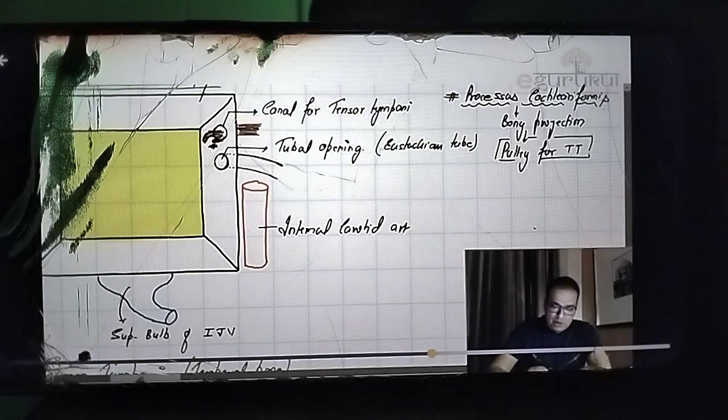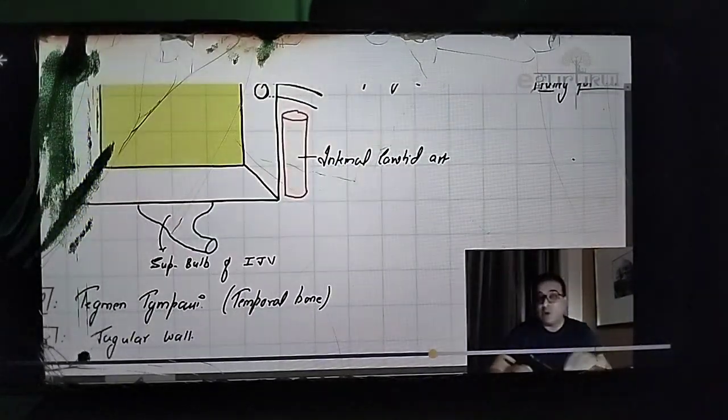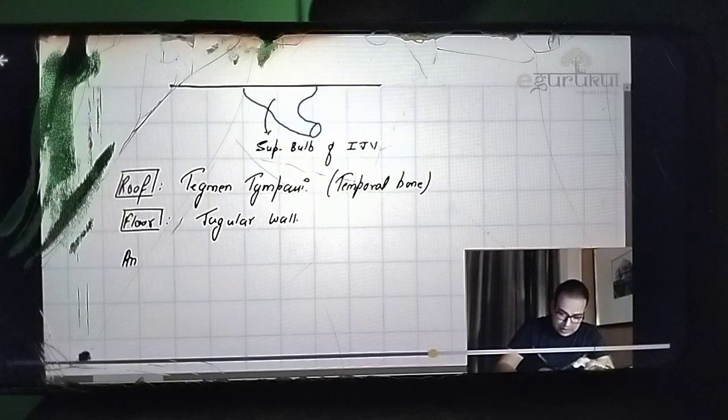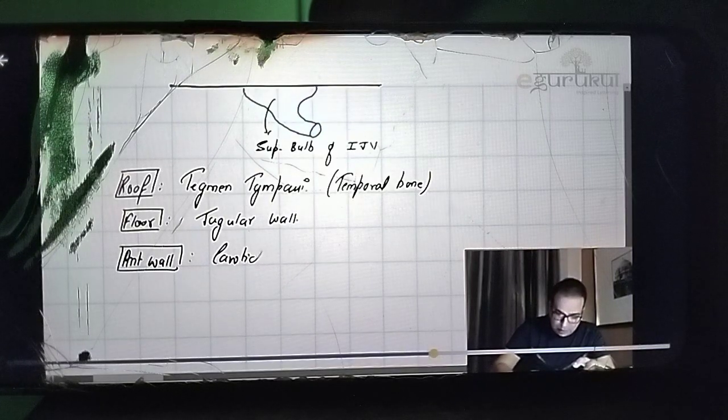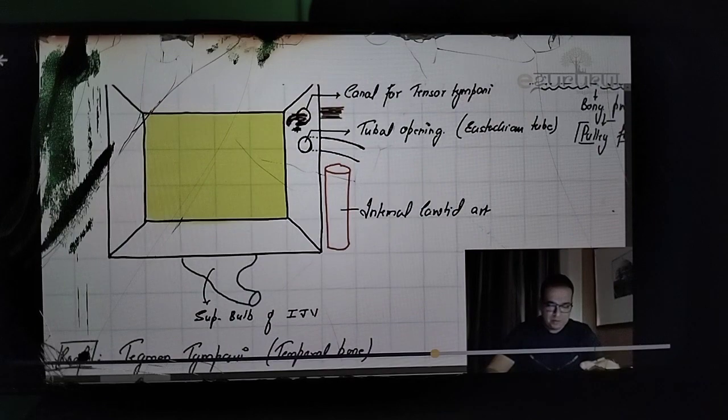And the internal carotid artery is in relation to the lower part of this. And that's the reason the anterior wall is also called the carotid wall, because of the internal carotid artery. So this is the anterior wall that you saw, and we also call it the carotid wall. Makes sense? Tegmen tympani, jugular wall, carotid wall. So till now we have just discussed the three walls here.